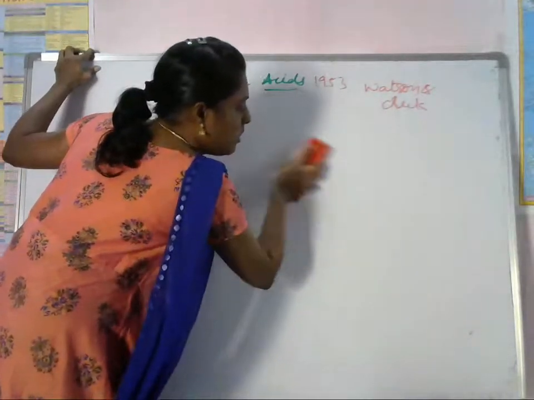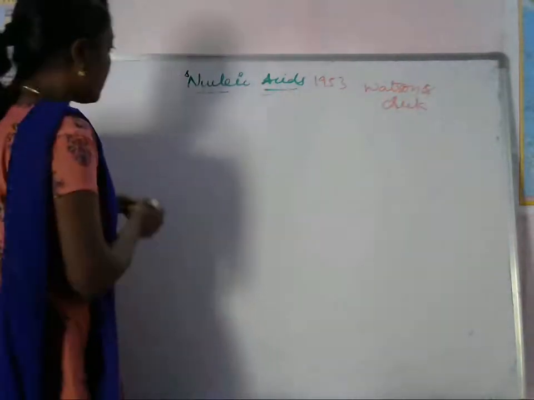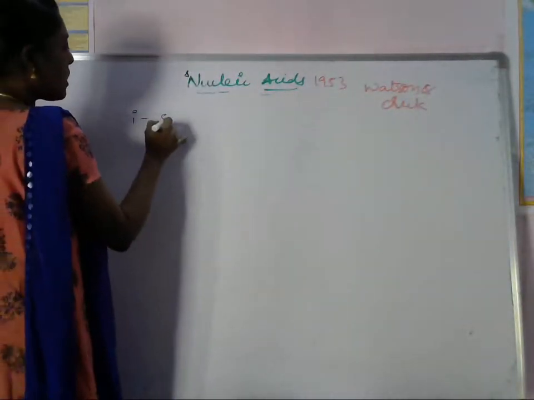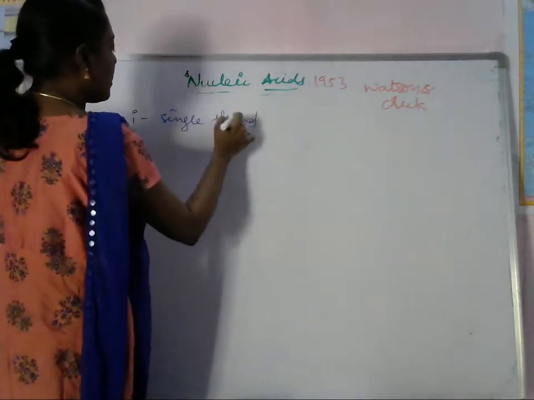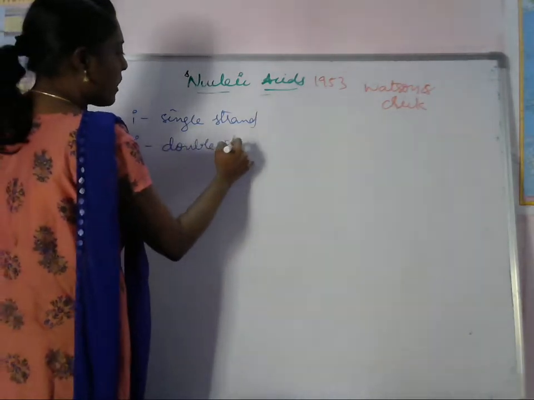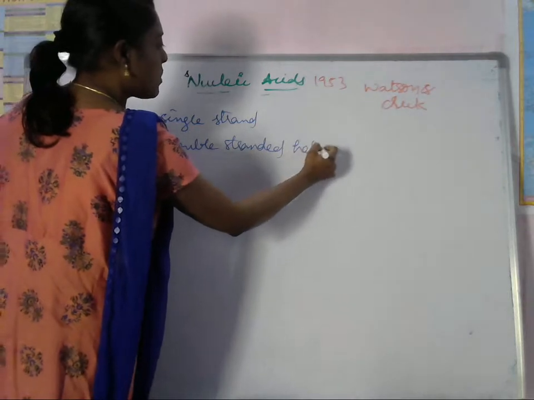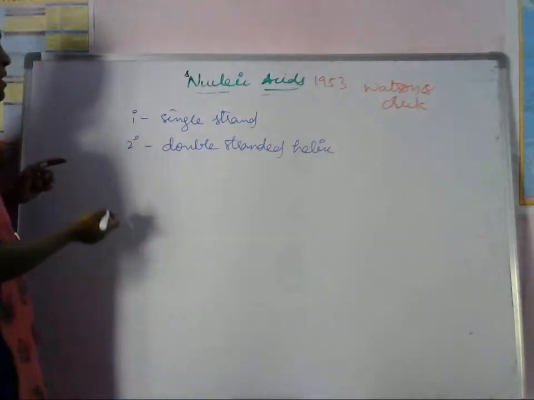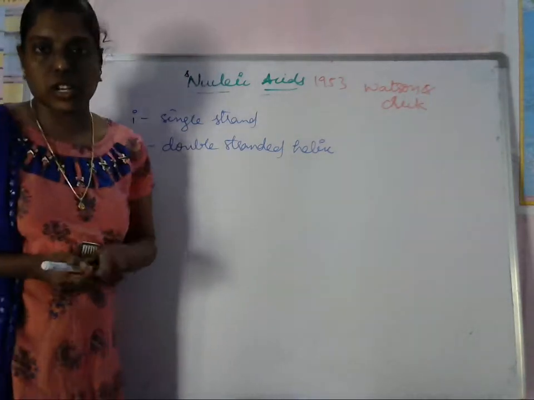So in primary structure only a single strand will be there. We have to notice that in primary structure a single strand is present. In secondary structure there is a double stranded helix structure. Double stranded helix structure will be present in the secondary structure of DNA. So let's see the tertiary structure of DNA.